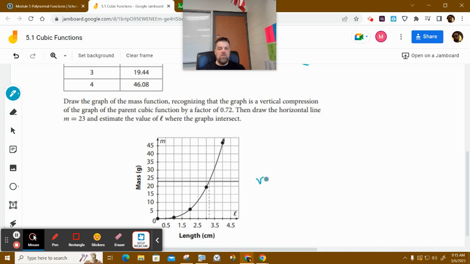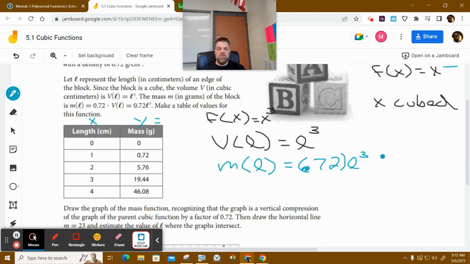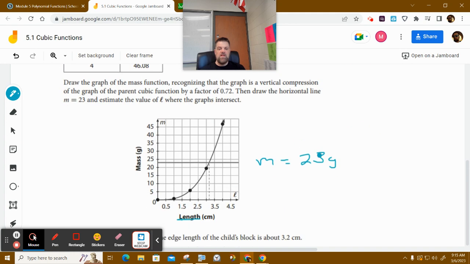They want to know when the mass is equal to 23 grams, right? Based on the density and the volume, because this is the length, we can figure out the mass based on the length because we've transformed this function here. So we ask, what's this intersection about, what is the length? We're trying to figure out what the length is. How big of a block?